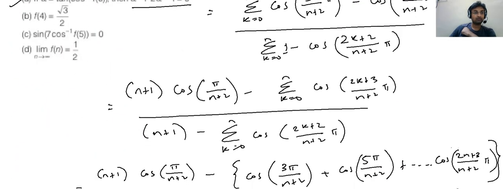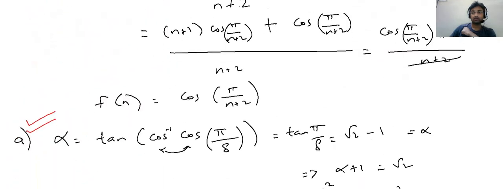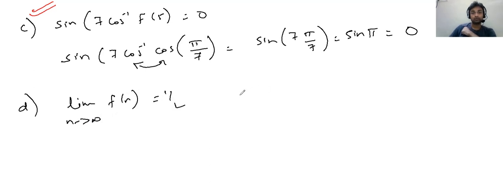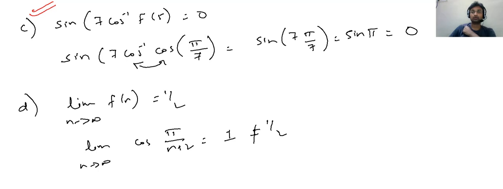We have the last one, limit of f of n where n tends to infinity equal to 1 by 2. Let's check. In part D, we have limit of n tends to infinity of cos of pi divided by n plus 2. If I put infinity over here, the whole expression becomes cos of 0, and cos of 0 is 1, which is not equal to 1 by 2. So this particular option is not correct. So finally your correct options will be A, B and C.